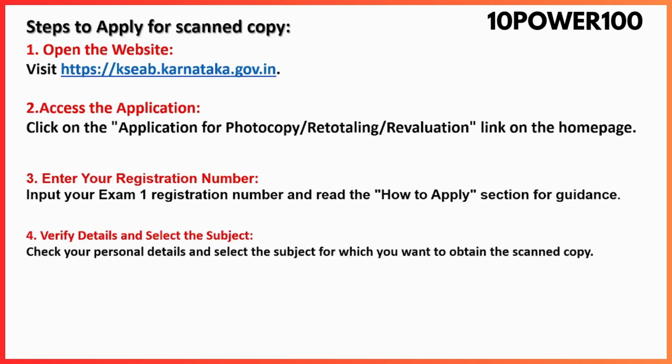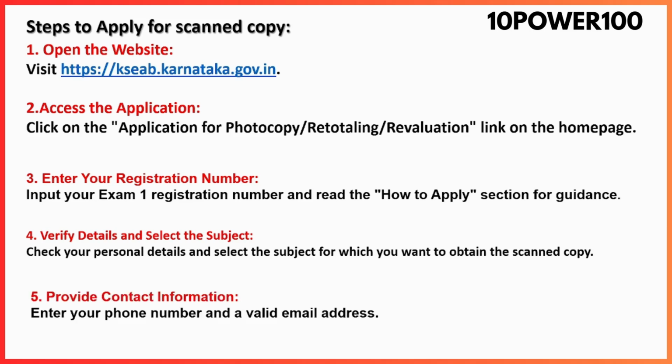Next, verify the details and select the subject. Check your personal details. Once you enter the number, it will produce all your details. Read everything carefully, and after that, select the subject for which you want the scanned copy. Whatever subject you want to see the scanned copy of, enter all those. Next, provide contact information. This is very important. Enter your phone number and a valid email address. Both are very important, because for further communications they will be using this phone number and email address for the next process.